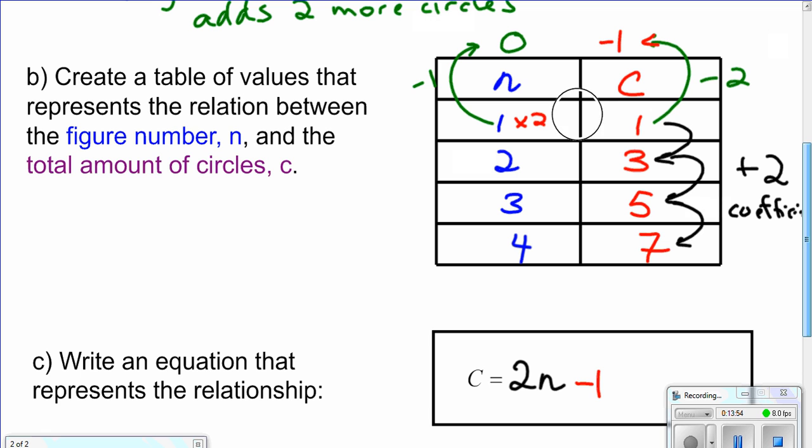So let's try that again. 1 times 2 is 2. Take away 1 is 1. Now that works. 2 times 2 is 4. Take away 1 is 3. That one works. 3 times 2, take away 1. That works. Times 2, take away 1. That works. So our pattern is a good pattern. It matches this data.